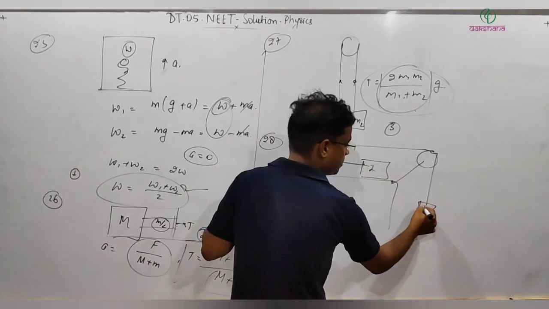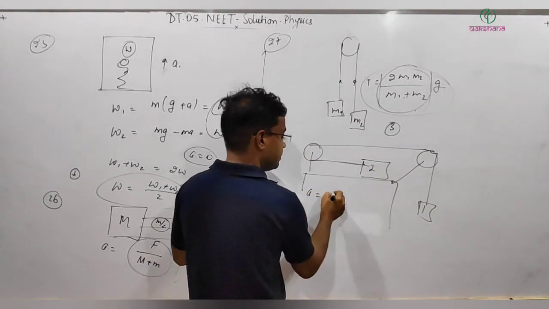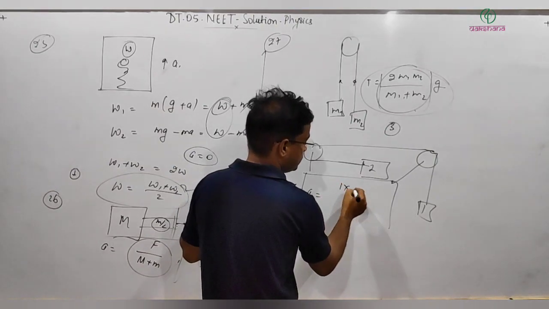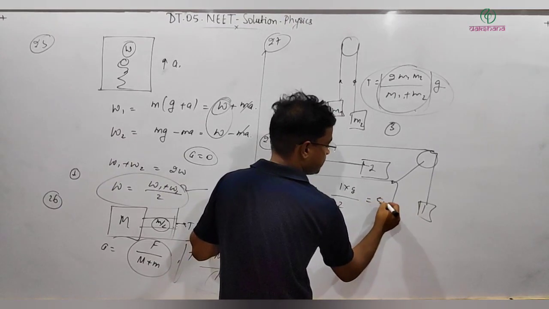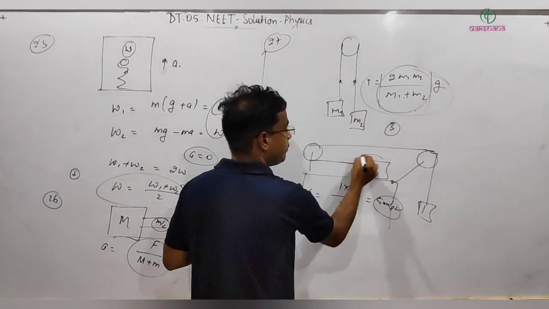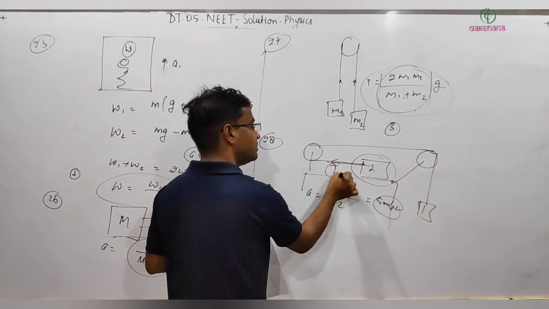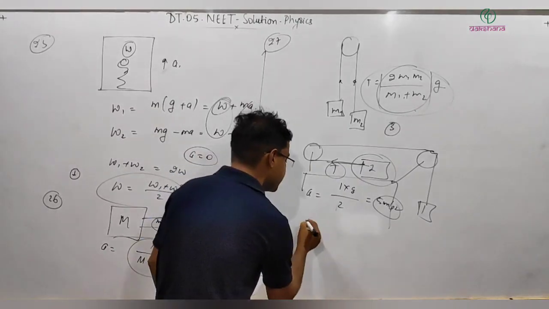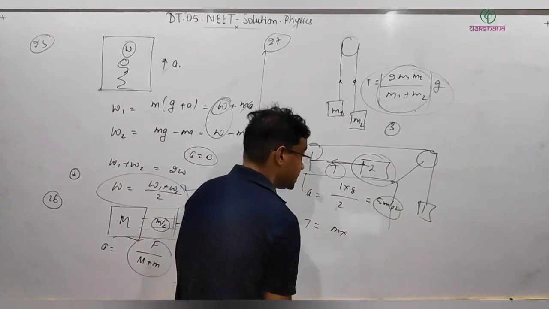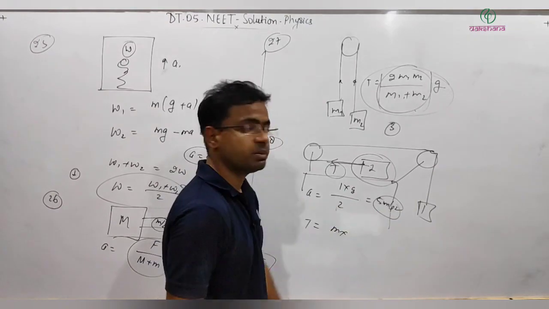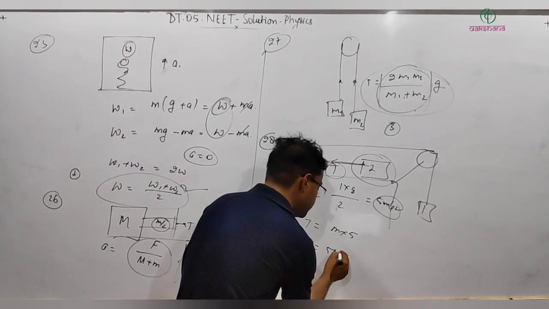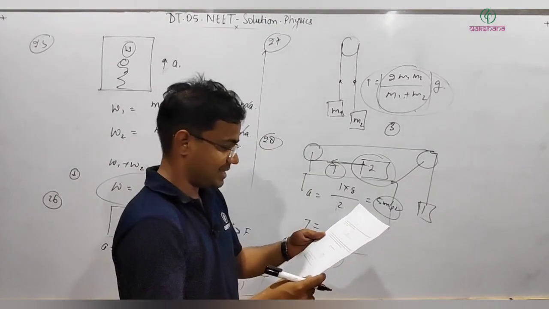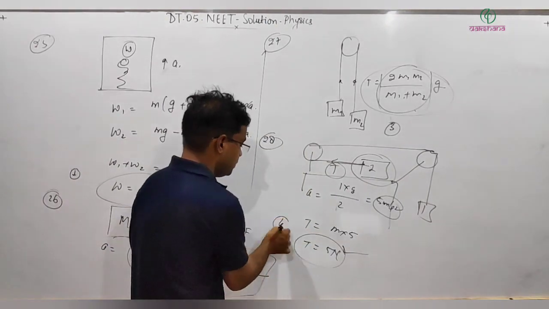So acceleration, this is mass, both 1 kg, and acceleration I can write pulling force, that is 1 into g, divided by net mass to be pulled, that is 2. So we are getting 5 meter per second square is the acceleration. Now for this block, if I write the free body diagram, T is equal to what? Ma. So tension is coming out to be mass m into acceleration 5 meter per second square, so tension we are getting is 5 Newton. That's the answer, and that will be equal to option 4.